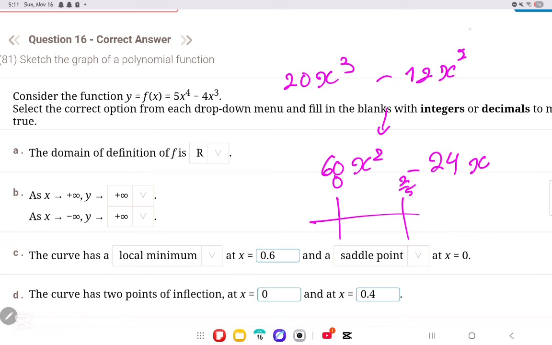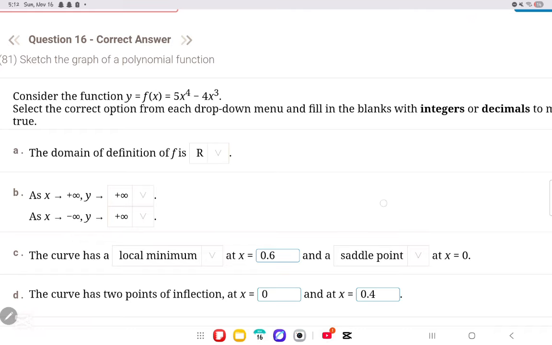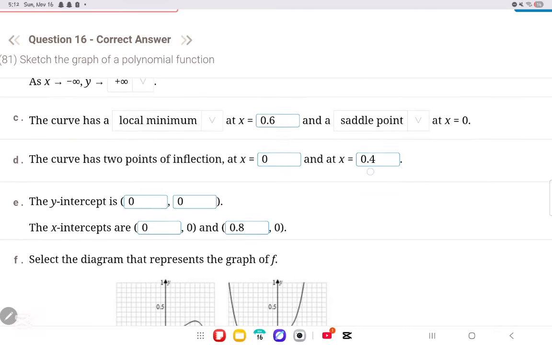Okay, so now I need to see if I substitute a number less than 0, for example minus 1, a number in between, for example 0.1, and a number greater, for example 3. So 60 times minus 1 squared minus 24 times minus 1, I will get a positive answer. When I substitute 0.1, I'll get a negative answer, and when I substitute 2 over 5, I will get a positive answer. That means I have 2 inflection points, one at 0 and one at 2 over 5, which is 0.4.